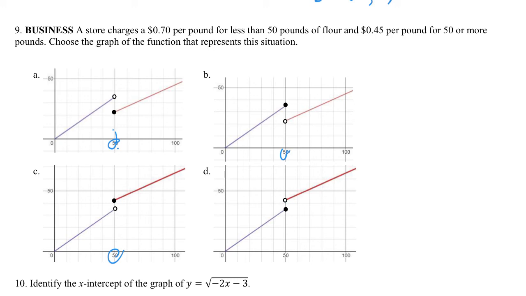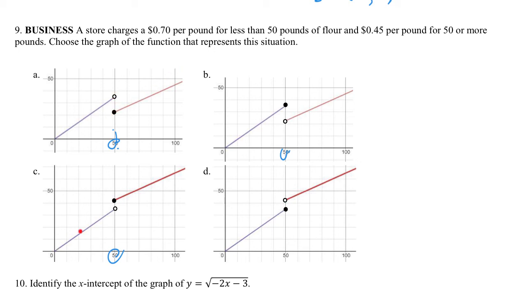It says a store charges 70 cents per pound for less than 50 pounds. So that means that exactly 50 pounds is not included in the 70 cents. Okay, so your open circle is going to be at the end of this line. And 45 cents per pound for 50 or more pounds. So the 50 is going to be included in the second line because it says 50 or more. So the solid dot needs to be on the second line. So the first line should have an open circle, and the second line should have a closed.